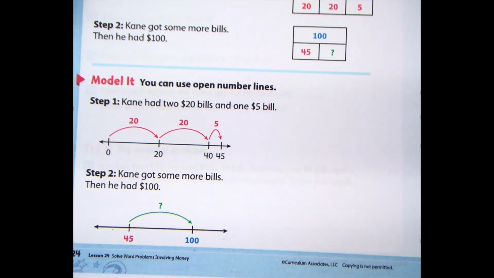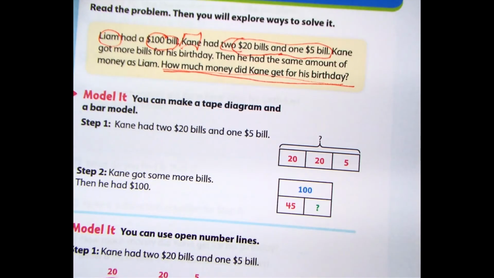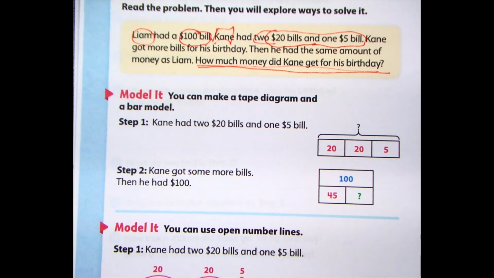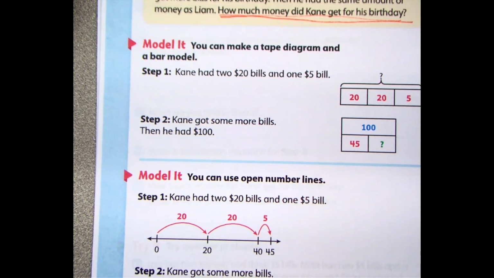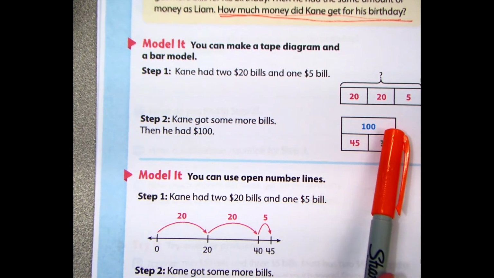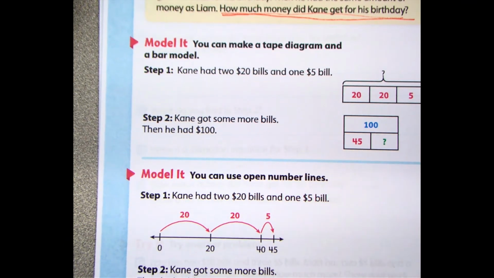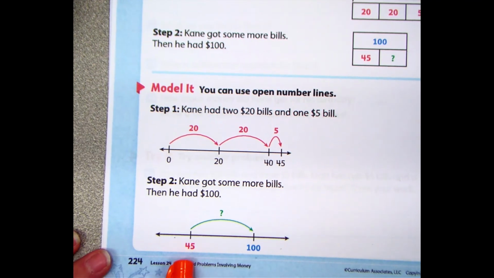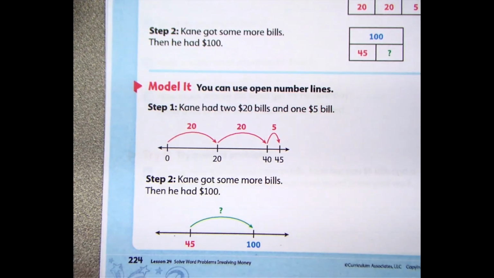How are both models on this page alike? Okay, so they break it down. They start with step 1, figuring out how much money Cain had to start with. Here they use the tape, and down here they use the open number line. And then step 2 is the same. They show that he now has $100. He started with 45. And that's the same thing it shows in our number line. He now has 100. He started at 45. And in both places, we need to figure out what he got for his birthday.